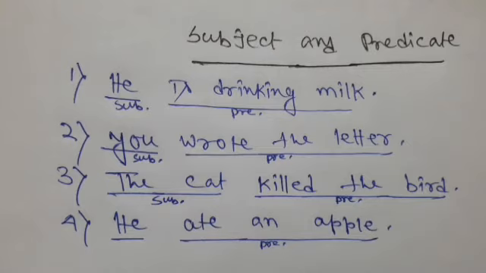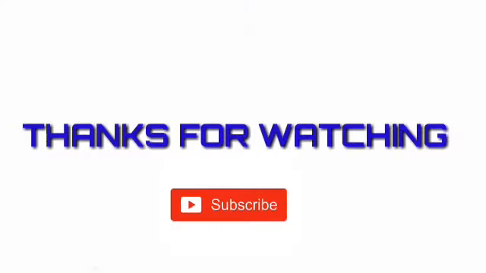In the third sentence, the cat killed the bird. The cat is the subject and killed the bird is the predicate. In the last sentence, he ate an apple. He is the subject and ate an apple is the predicate. So that's all about the subject and predicate.